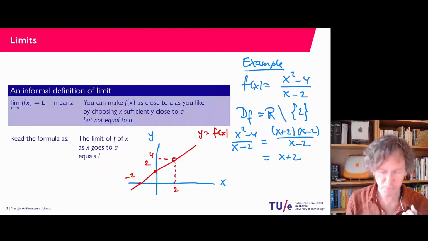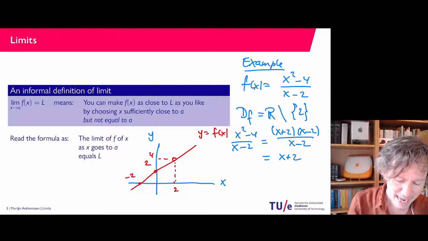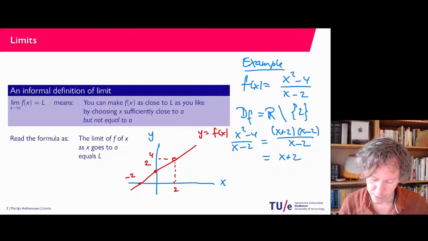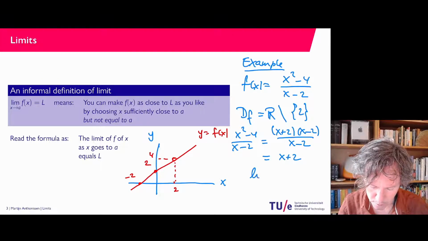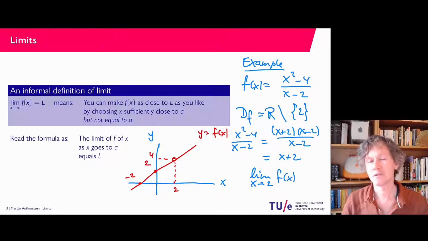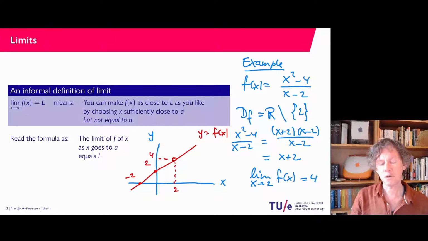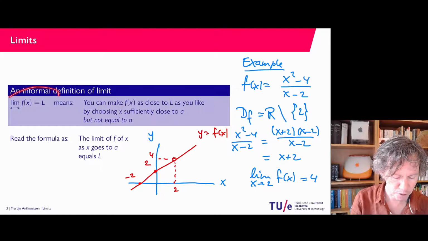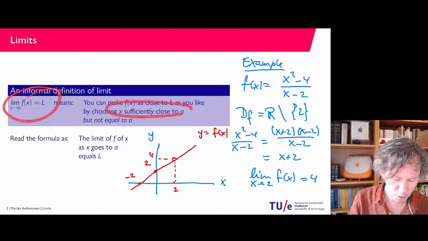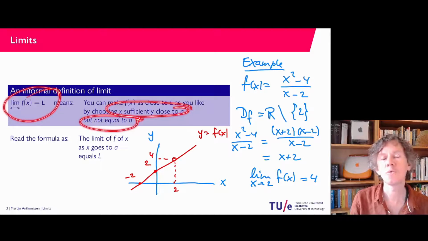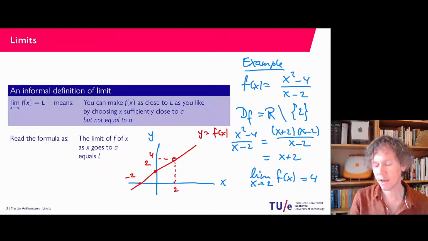But that one point is missing from the graph. So what we can write down is that the limit as x goes to 2 of f(x) does exist, and it is equal to 4. Because in the limit, as it says here in the definition, we take x very close to a but not equal to a, we miss that crucial point, and we just find that the limit of x going to 2 of f(x) equals 4.